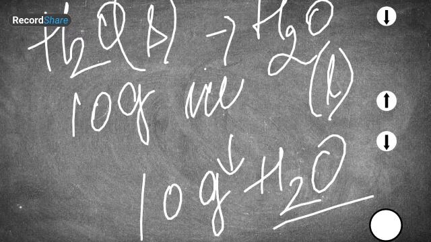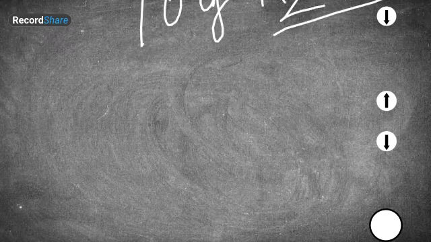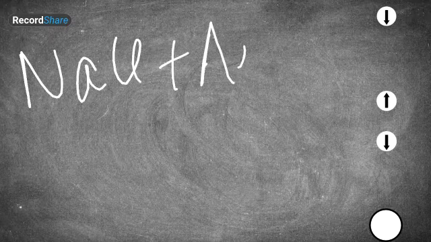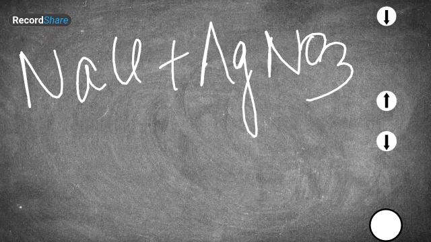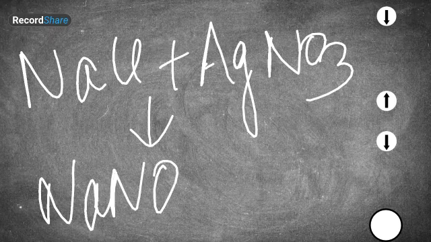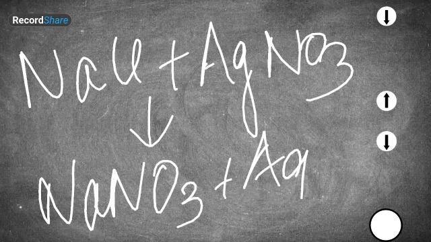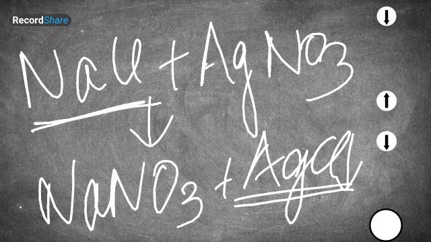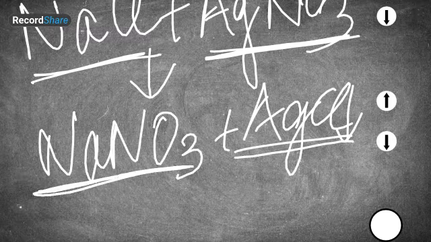Similarly, if we are having a chemical change, for example, we are having NaCl, we react it with AgNO3, then we will get NaNO3 plus AgCl. Here AgCl will be a white precipitate. So if we calculate the mass of NaCl and AgNO3 before reaction, that will be equal to mass of NaNO3 and AgCl after the reaction.